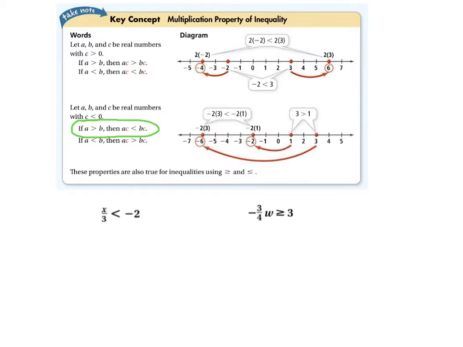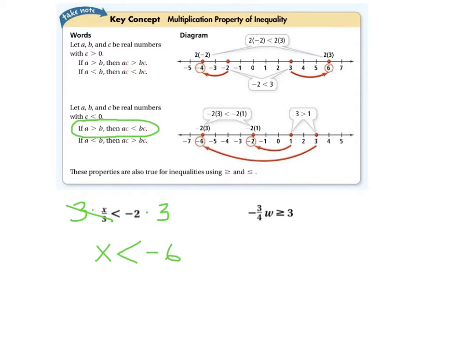In this first one, we have X divided by 3 is less than negative 2. We're going to take both sides of that and multiply. What are we going to multiply by? Whatever they divided by. So we're going to multiply by 3. That means these 3's cancel and I have X is less than negative 6. I multiplied by a positive 3, therefore I am not flipping my symbol around.